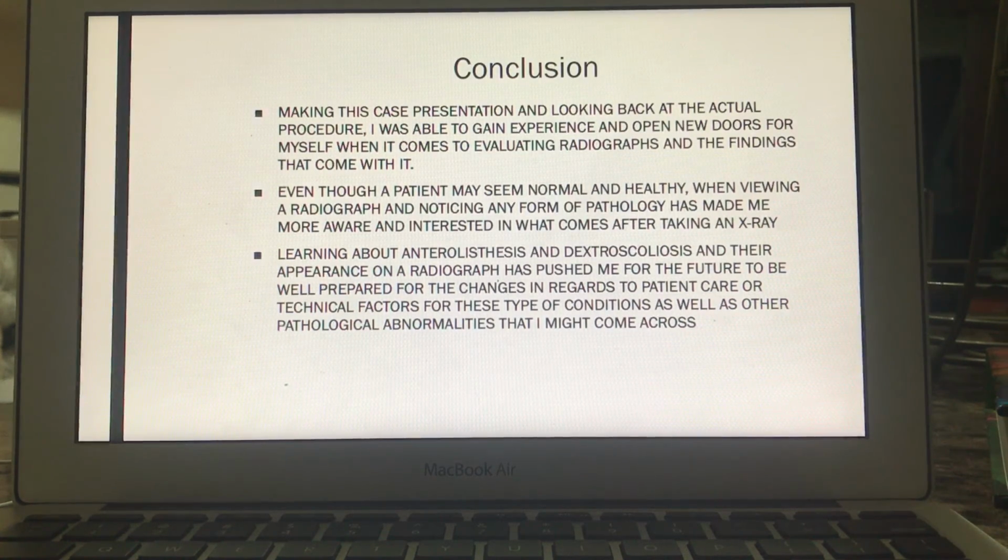And learning about anterior listhesis and dextroscoliosis and their appearance on a radiograph has pushed me to be well prepared for the future for the changes in regards to patient care or technical factors for these types of conditions, as well as other pathological abnormalities that I might come across.